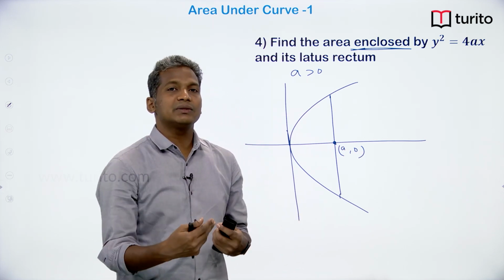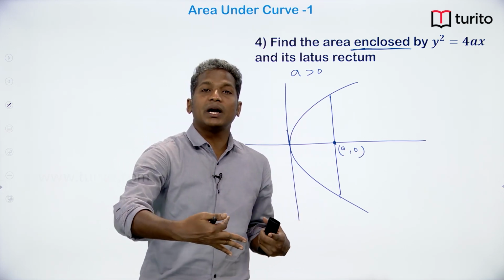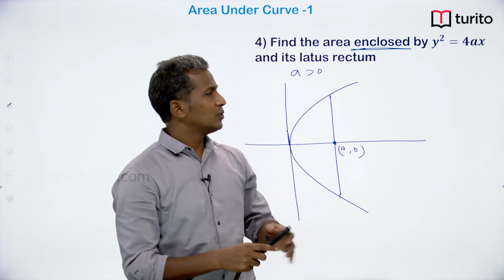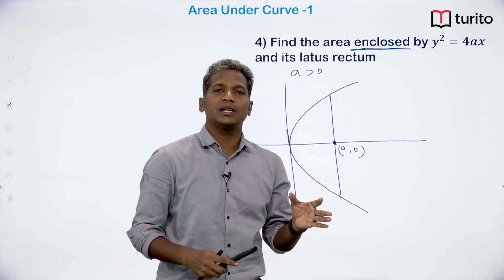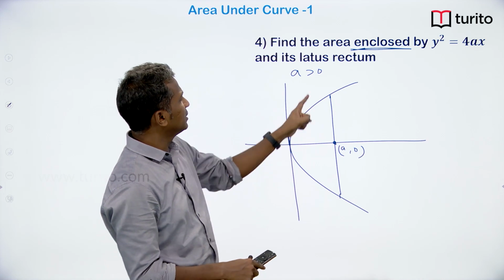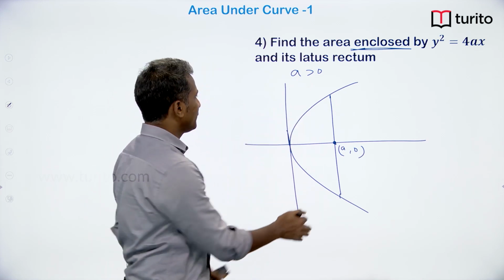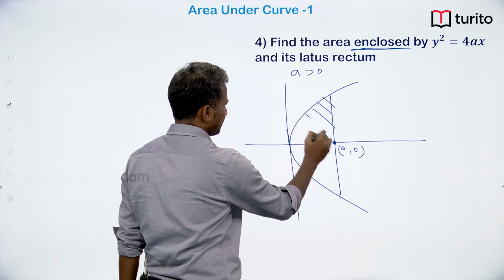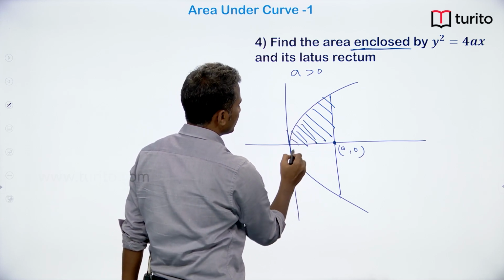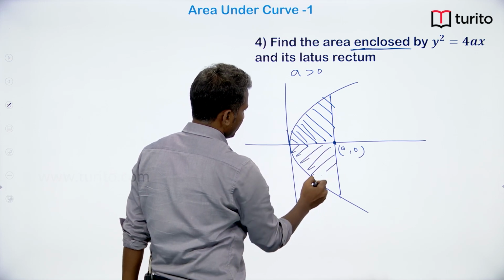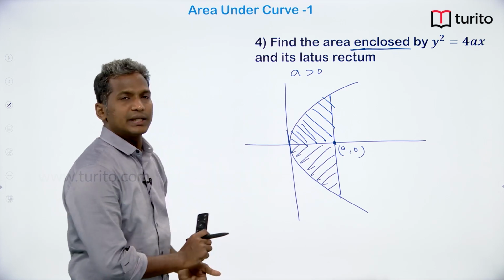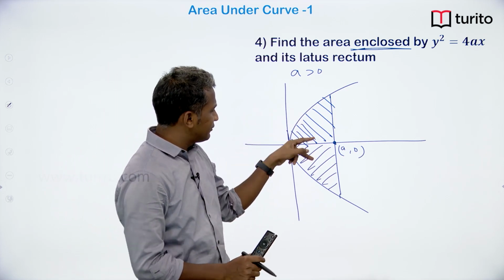There could be regions where the area is bounded, but it is not an enclosed diagram. It is possible. So if the word enclosed is mentioned, that means the diagram must be closed. So here, what is the closed diagram between the latus rectum and the parabola? This is the closed diagram. Now we want to find this entire shaded region, but I have marked two different regions here.